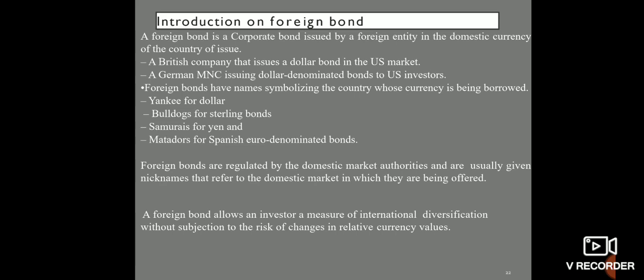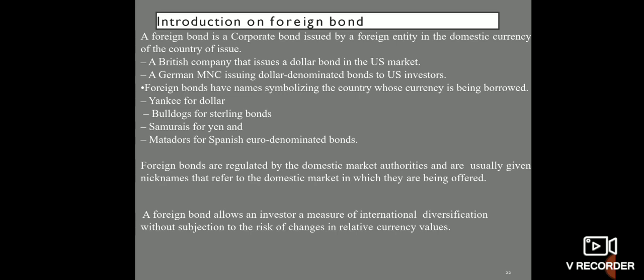For example, Yankee bonds are issued in the US market or any country where the currency is dollar. Bulldogs are for sterling bonds, so if they are issued in the UK, they have to be issued in pound sterling, or in any country where the currency is sterling, and they should mention it clearly. Samurai is for yen. If a company issues in Japan in yen, only then is it considered a foreign bond. So they have to mention it clearly.